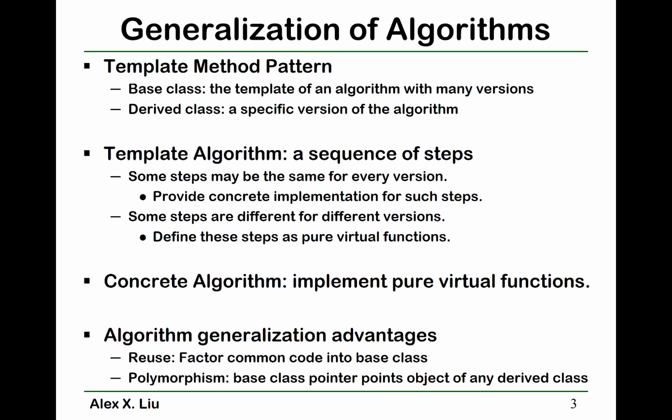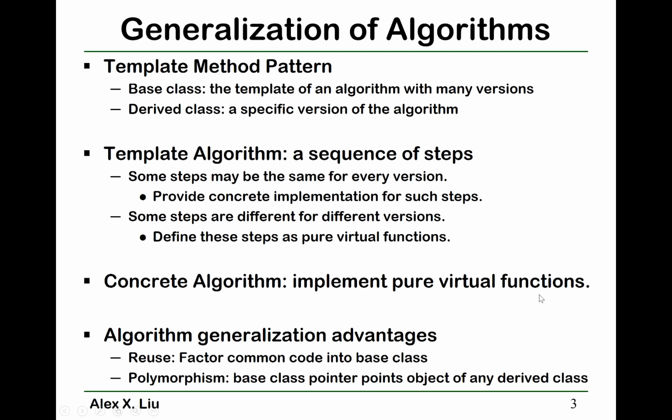So the template algorithm basically consists of a sequence of steps. This template algorithm, the one that is implemented in a base class, has a sequence of steps. And for different versions, some steps are the same. In that case, we implement these steps in the base class. And some steps are different for different versions. In that case, we define these steps as pure virtual functions. And in each derived class, we implement these pure virtual functions differently. So in the derived class, we implement each concrete algorithm, in which we implement these pure virtual functions.